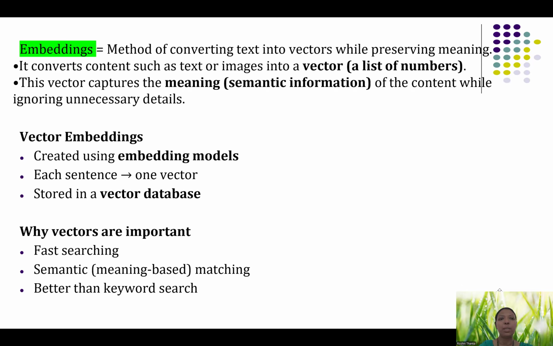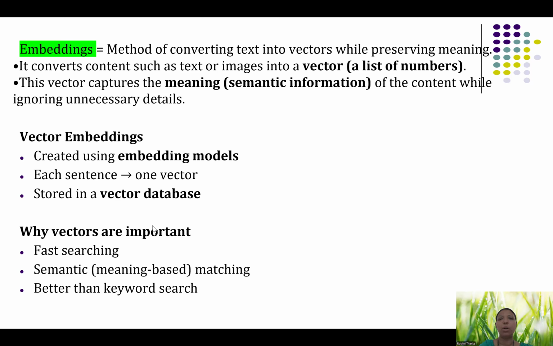Vector embeddings are created using embedding models. We have a lot of embedding models already available. In the previous example, we also saw a sentence transformer embedding model which converts our text to a numerical representation. So each sentence will have one vector, a series of numbers that represents the meaning of that particular sentence. This vector will be stored in a vector database. We will discuss this in the next video.